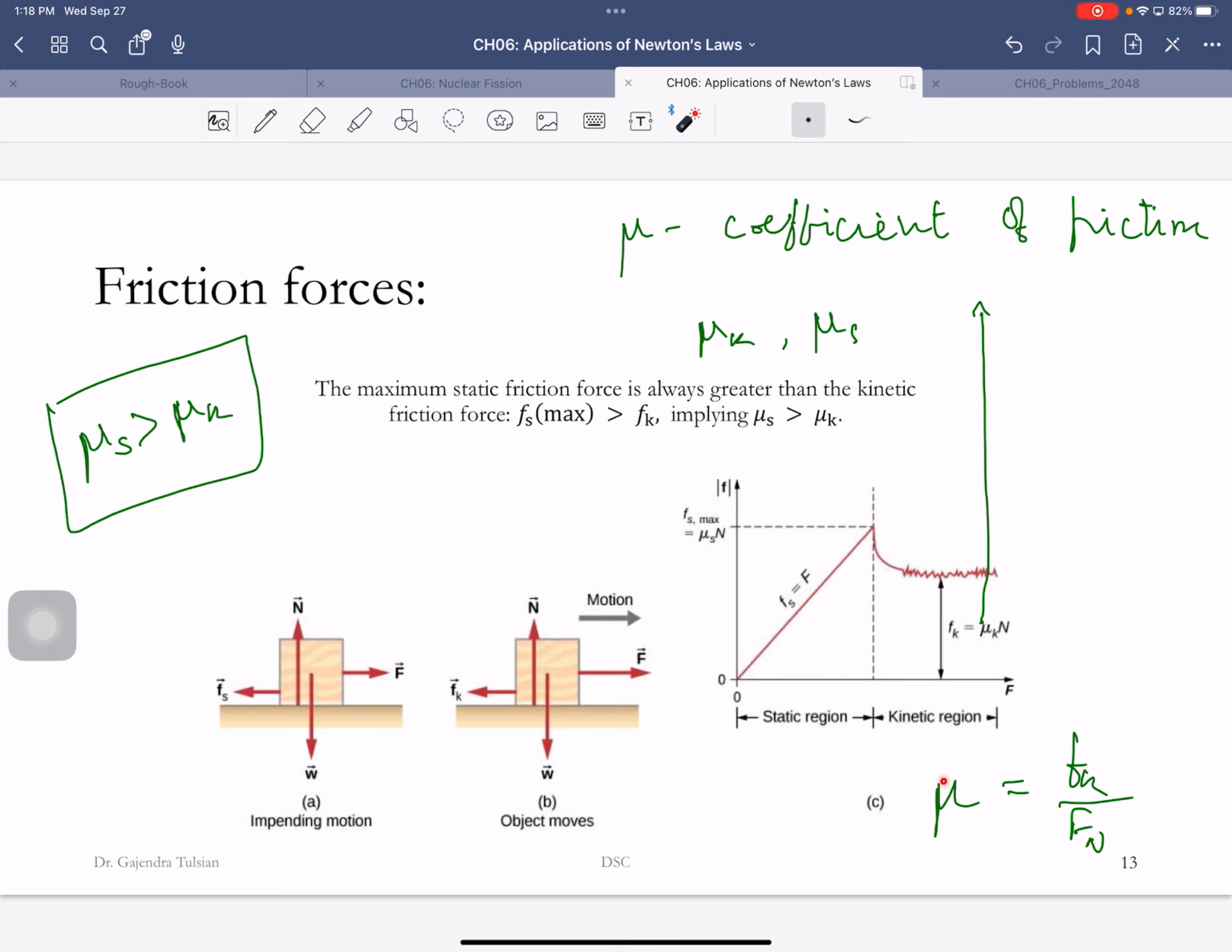All right. From this equation, can you figure out what values it could take? What is the smallest friction force you could have? Zero, very good. On a frictionless surface, it would be zero. So on your air hockey table, the friction force is essentially zero. So mu k would be zero. What is the maximum value it can take?